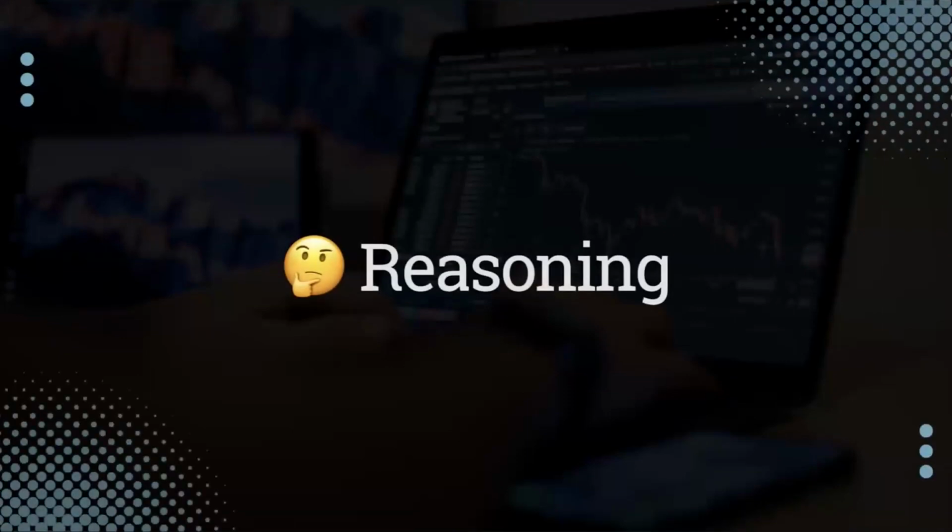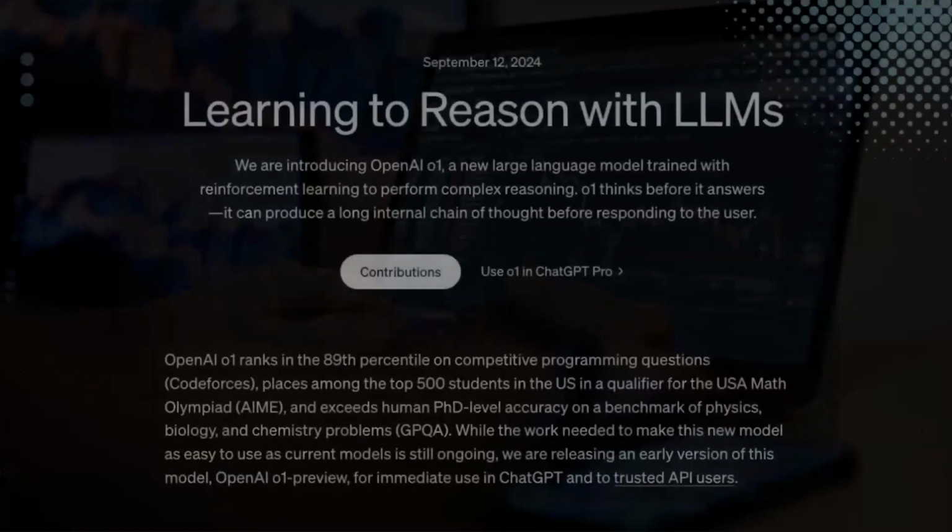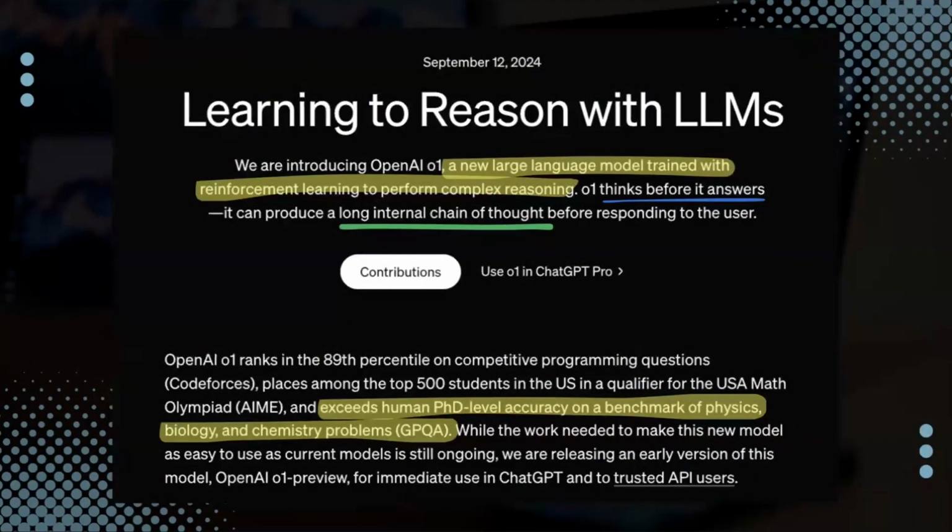Okay, and finally, I want to talk about reasoning. This is the very last thing. And so, we've talked a lot about this. The O1 model came out, and it says a new large language model. This came out in September, not long before we started this course. A new large language model trained with reinforcement learning to perform complex reasoning. O1 thinks before it answers. It can produce a long internal chain of thought before responding to the user.